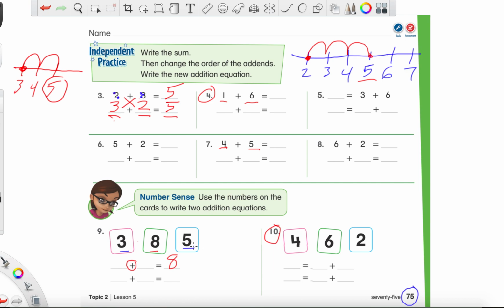But that's the video, guys. I hope that it helped. I hope that you understand what we're doing. And that, remember, as long as there's a plus sign, you can put the 2 smaller numbers in any order to add. All right?